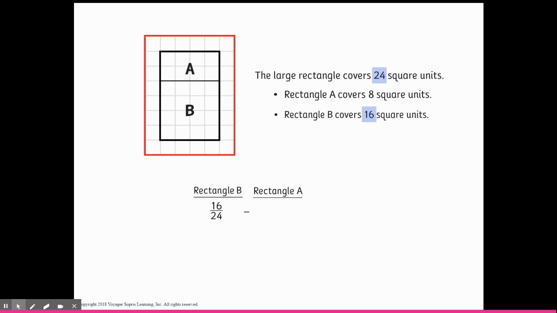The fraction that names the part of the large rectangle made of rectangle A is 8 out of 24. There are 8 total square units in rectangle A, and there are 24 square units in the entire rectangle. Now we can just subtract to find the difference. 8 out of 24. That means that rectangle B makes up 8 out of 24 more of the large rectangle than rectangle A.